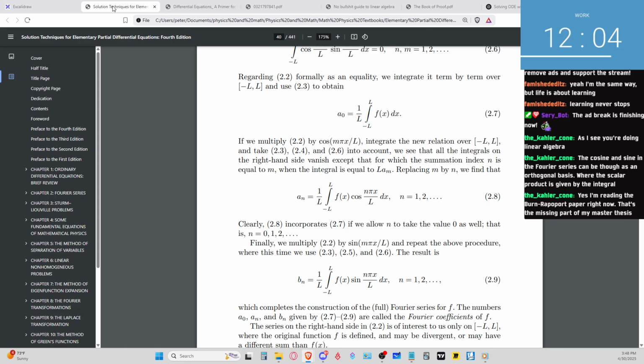Let's see, cosine and sine in Fourier series can be thought of as an orthogonal basis where the scalar product is given by the integral.